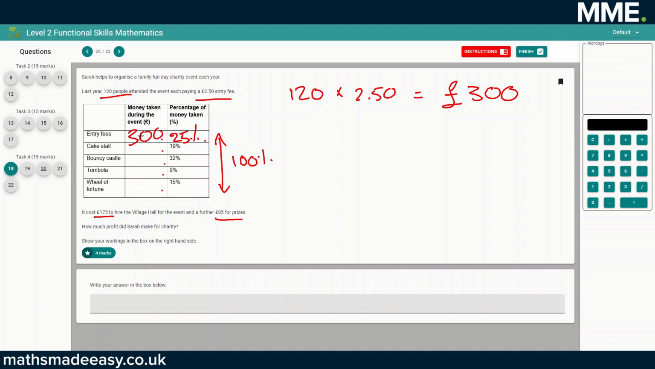So that's 300. Now the question is asking us for the total amount of profit. So we know profit is the total amount taken minus the total costs. So we could calculate the amount taken by each of the different stalls, the cake stall, bouncy castle, tombola and wheel of fortune. But we don't need to do that, we just need to recognise that 300 is 25% of the total taken. So 100% of the total taken will just be 300 times 4. So 300 times 4 is 1200.